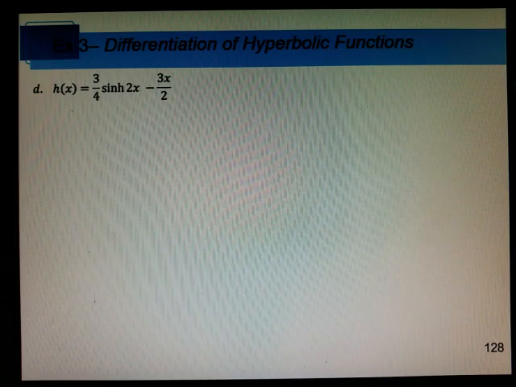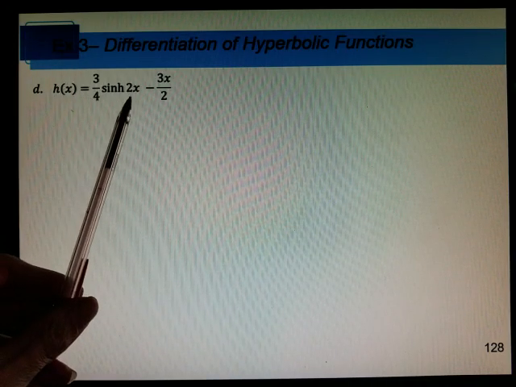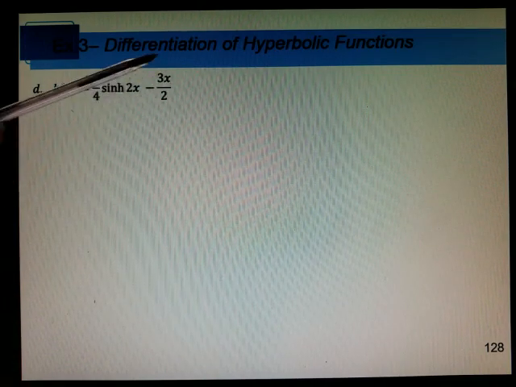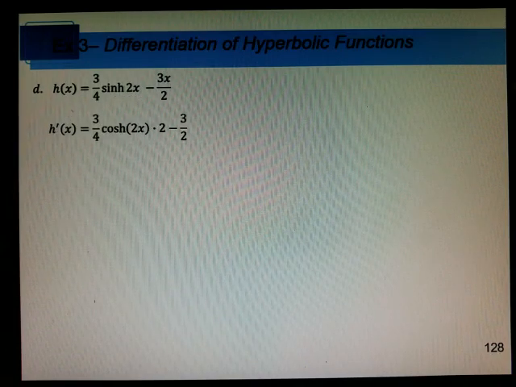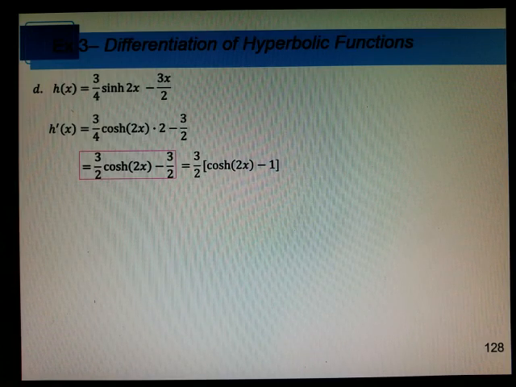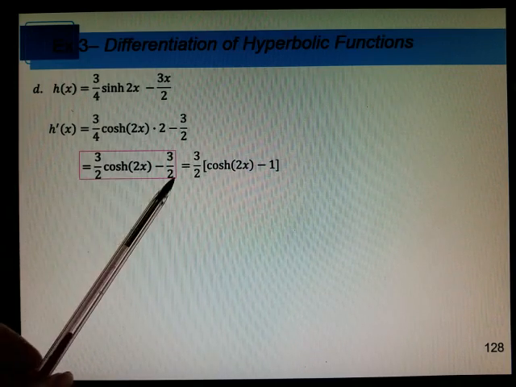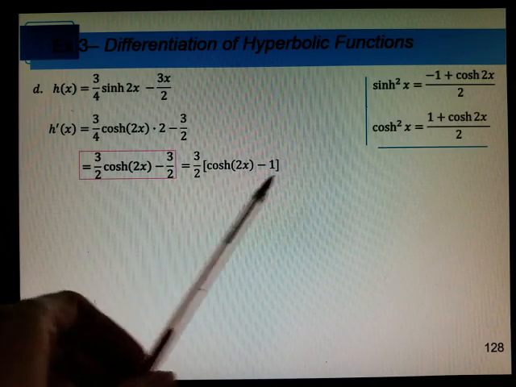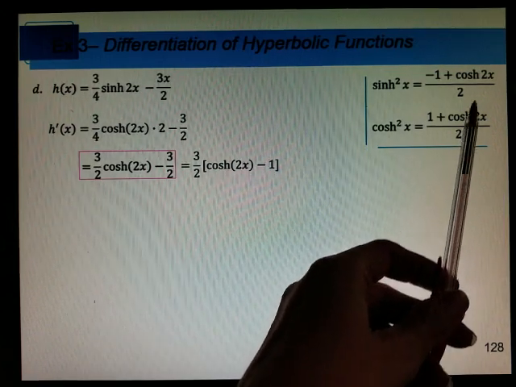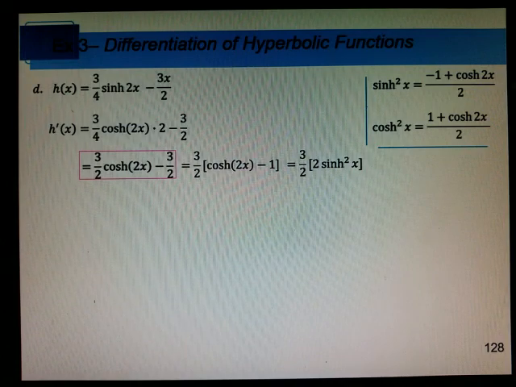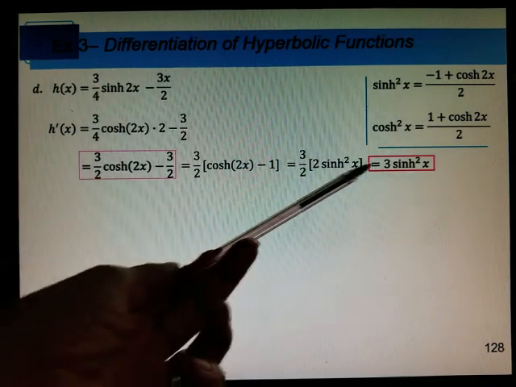Find the derivative again. So this is a coefficient, hyperbolic sine of 2x. That's going to be rule number 7, where your u is 2x. This derivative is just minus 3/2. Okay. And you could factor out the 3/2. Then you could have that, hyperbolic cosine of 2x minus 1. You multiply the 2 over here, that'd be 2 hyperbolic sine squared. Either way you do that, it doesn't matter. This answer's right. This answer's also correct.